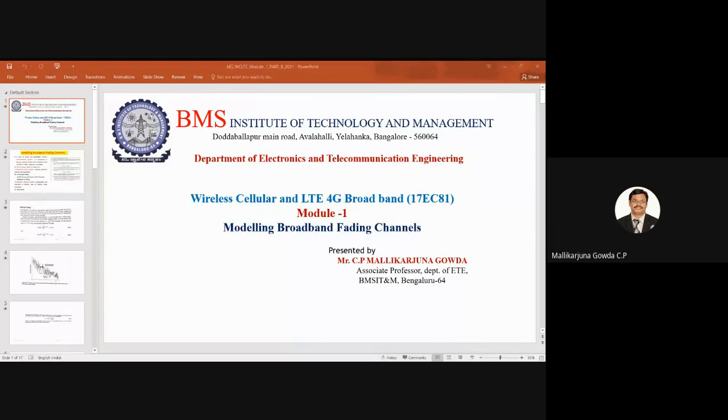I ask, can you say some of the parameters that I discussed? Coherence time. Can you tell what it is? Coherence time. So it estimates the frequency channels. It estimates the frequency channel.